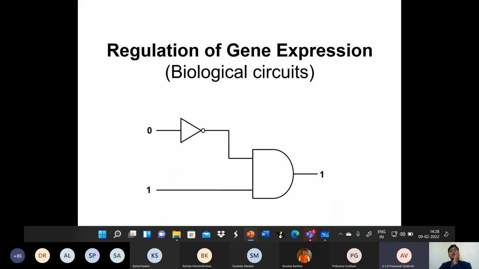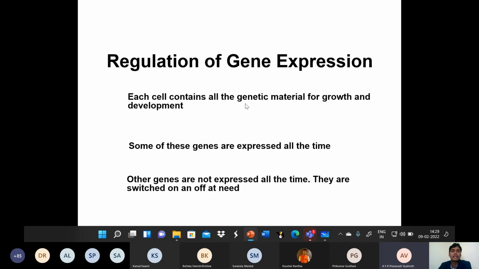So now, regulation of gene expression, which I introduced at the beginning of today's class. Now we need to see how this regulation happens. The question is the same here: each cell contains all the genetic information for growth and development, but some of these genes are expressed all the time and other genes are not. They are switched on and off as needed.